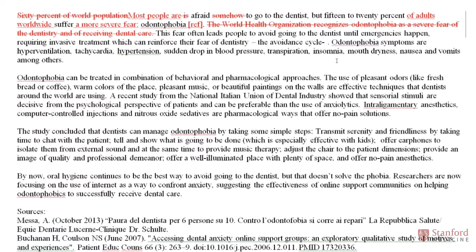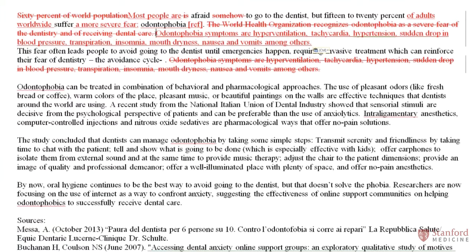And I think the author's done a good job of giving us some sense of why those two things are different and how odontophobia maybe is even diagnosed. The author may want to give a little bit more if there's some diagnostic criteria or something. But I think I would probably just recommend moving the sentence about the symptoms to right after the first line, because they've mentioned, most people are afraid, but some people have a more severe fear.